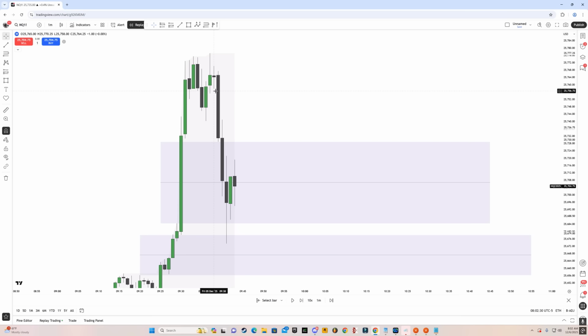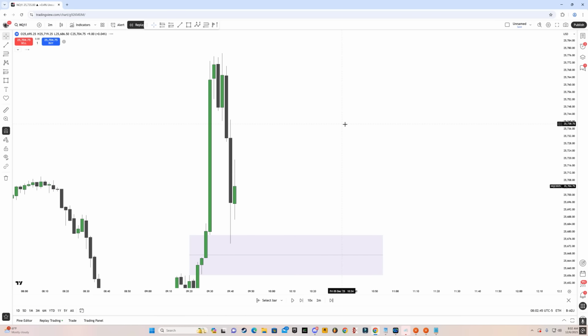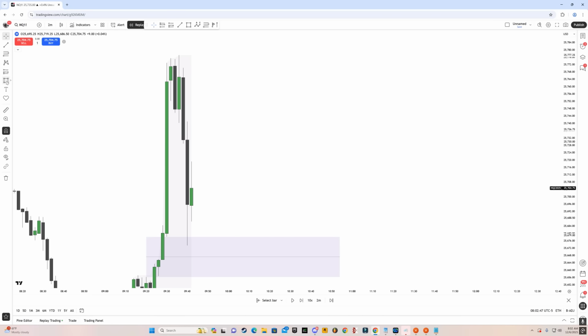So notice we have a fair value gap on the 1 minute here. Let's just remove this to make the chart a bit clean. We have 2 fair value gaps in this manipulation leg, right? But we also want to check the 2-minute time frame to see if there's a fair value gap in that manipulation leg, right? And you can clearly see that we have a 2-minute fair value gap here as well.